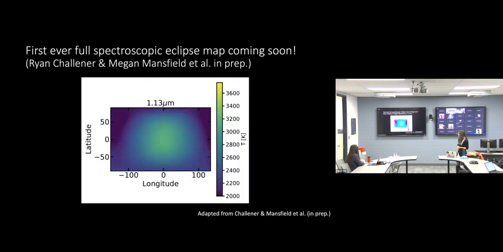And we don't have full results yet on this, but Ryan Challoner and I are working on doing spectroscopic eclipse mapping of this planet as well. So this GIF is showing different temperature maps that we've got out as you step through different wavelengths in this planet. There are no error bars on this yet because it's still in progress, but you can see the hotspot changing in size, shifting around, and changing in temperature as you go through these different wavelengths. So hopefully we'll have some more cool results on this soon.